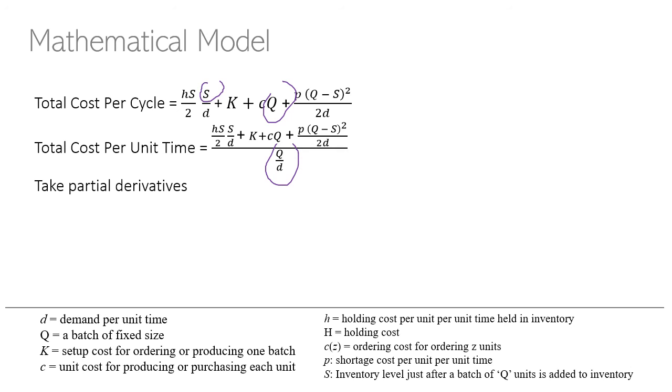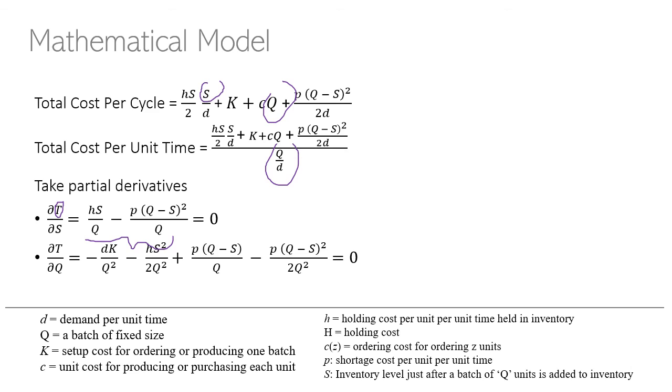Then after finding out total cost per unit time, we take the partial derivatives with respect to Q and S. So let us take partial derivative of the total cost per unit time, which is represented by capital T, with respect to S. So if you compute this partial derivative, you should get that expression. You can verify it. You can just pause the video and verify this. We equate this partial derivative with 0, and this is the second partial derivative of T with respect to Q, and that is the expression for partial derivative. Equate it to 0.